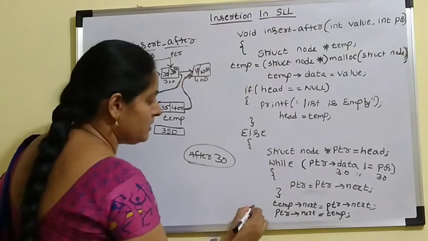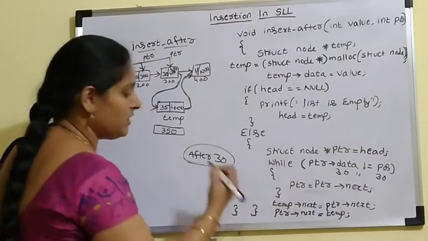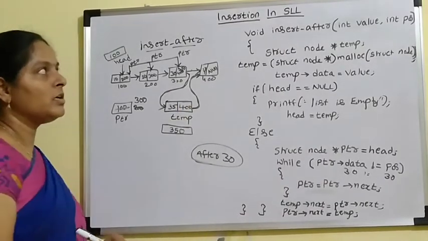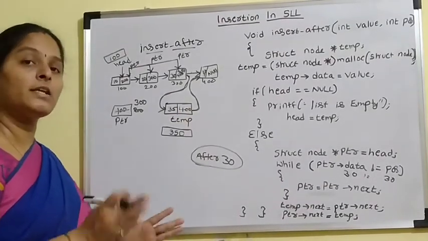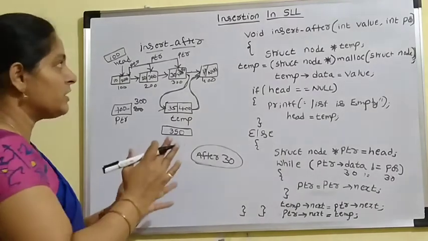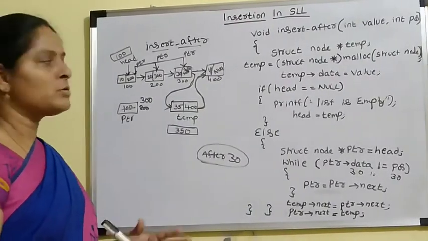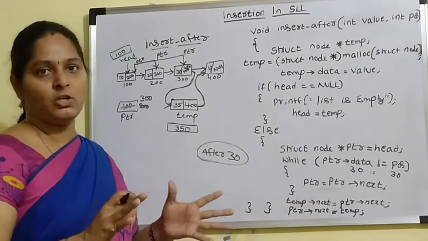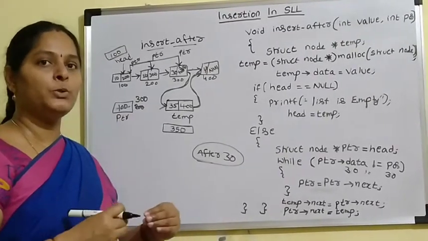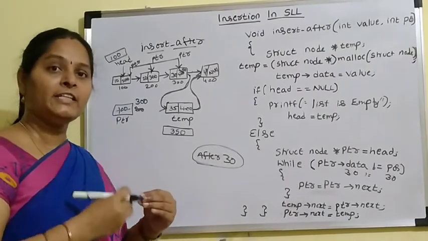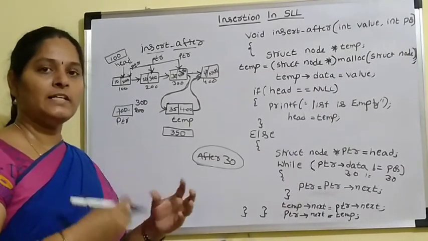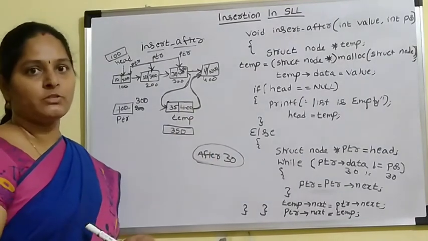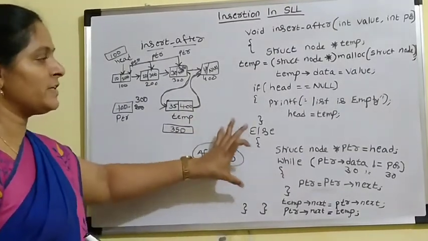Okay, once this is done, close the else block and close the function. Okay, this is all about insertion in the middle, or insertion after a specified position. For this function you can write any kind of logic. Some people will find the index of nodes and connect the new node with the existing nodes. So this is the easiest logic for understanding.